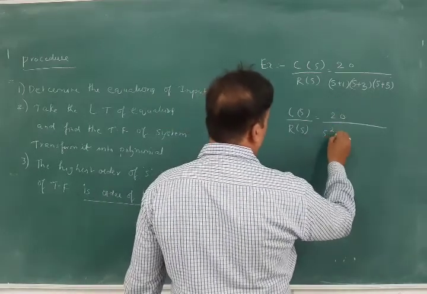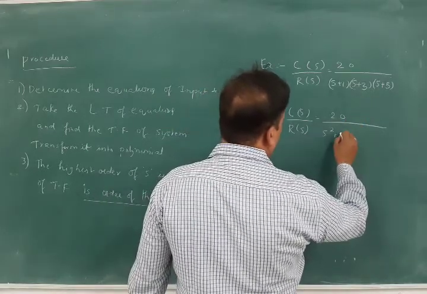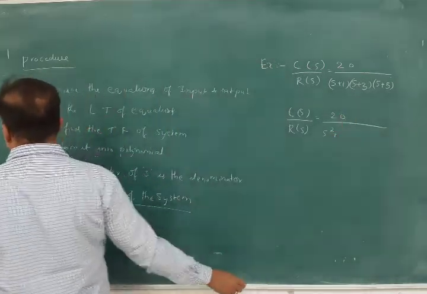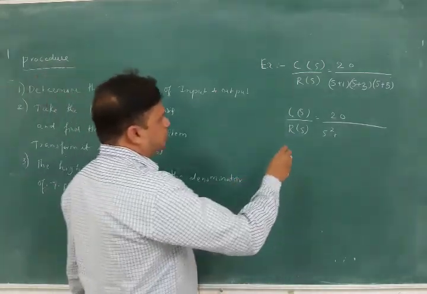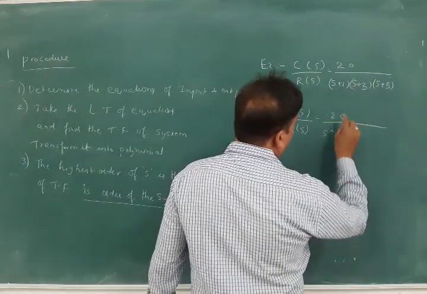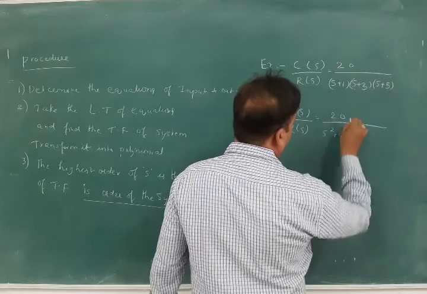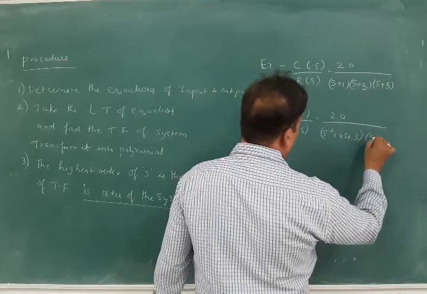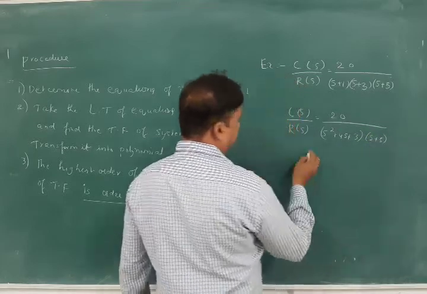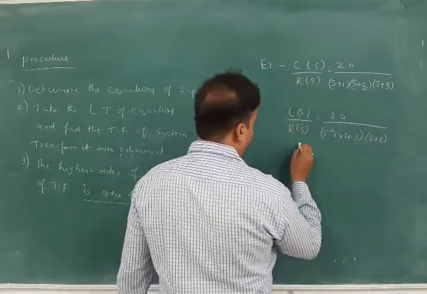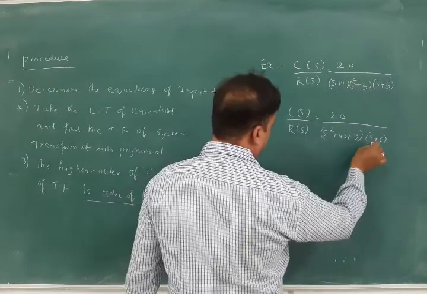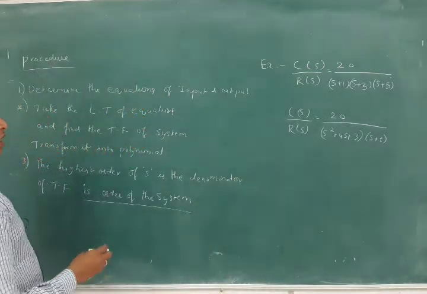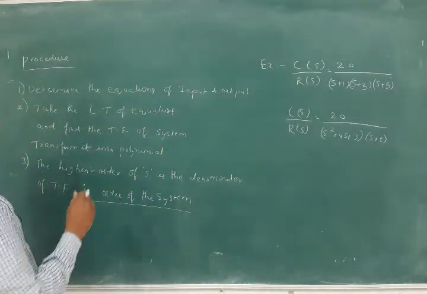So S square plus 3s plus 1s, that is S square plus 4s plus 3, into S plus 5. Now C of S by R of S is equal to 20 by S square plus 4s plus 3 into S plus 5. If you see here, you have this equation, and now we have to write the order of the system.